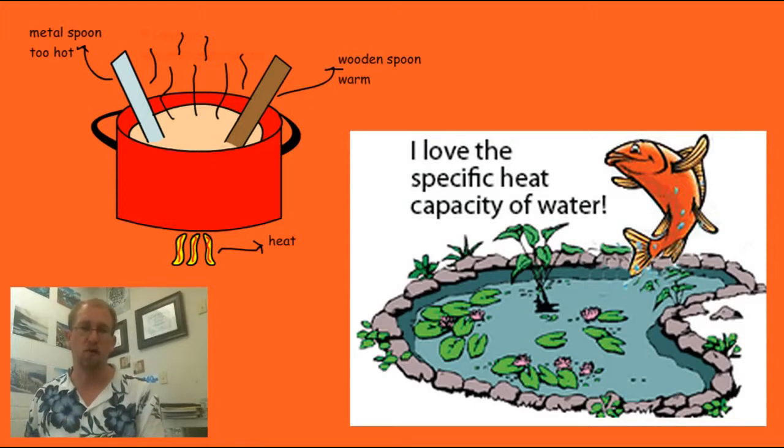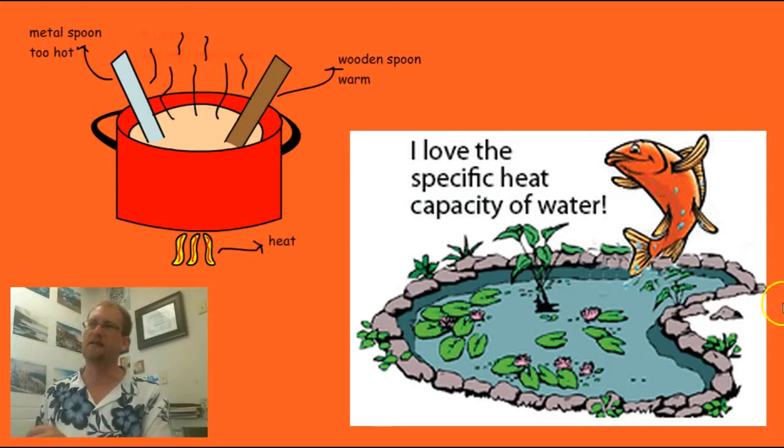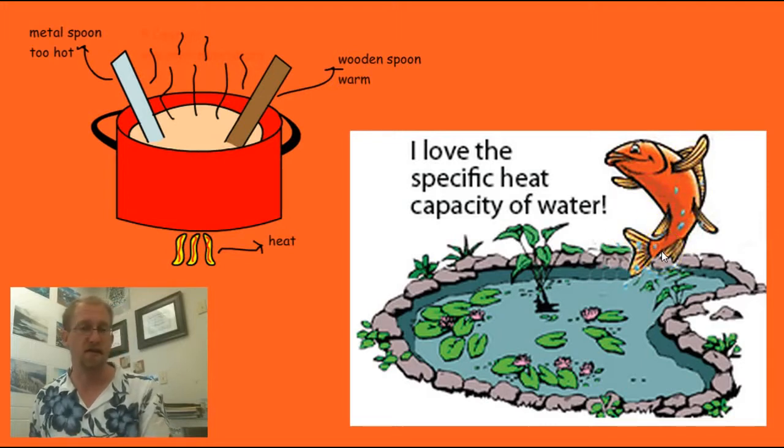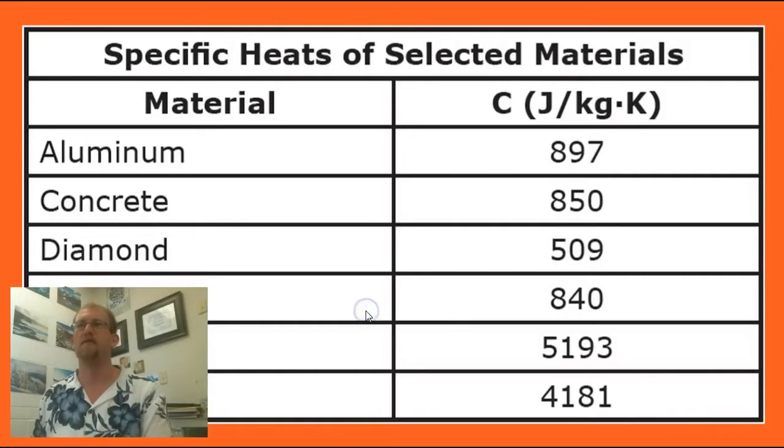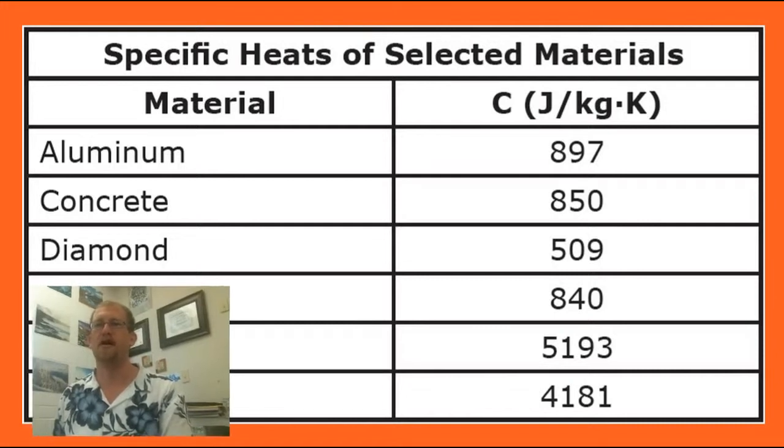So praise the Lord for water's high heat capacity, and this little fish is rejoicing as well in its creator, because its environment does not change very much in temperature because the water has a monstrously high specific heat. Okay, let me show you some pictures to help you understand that.